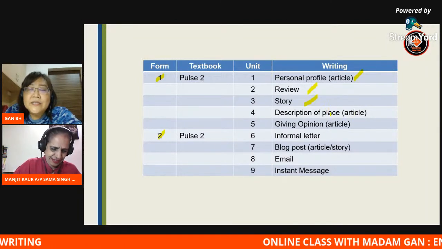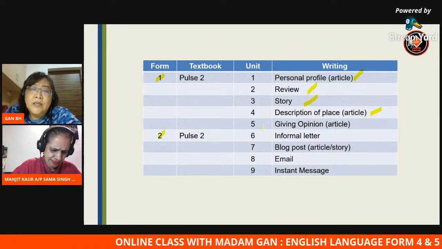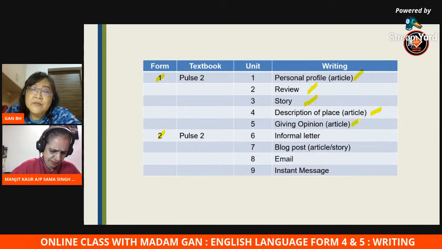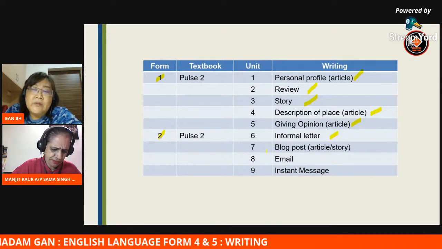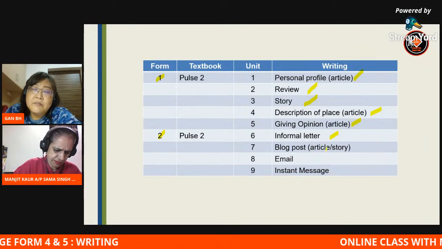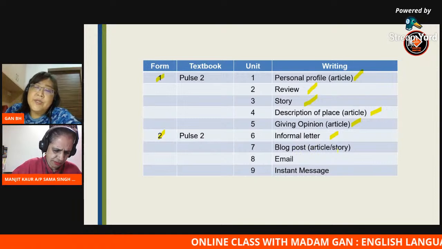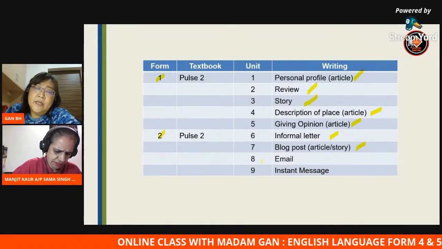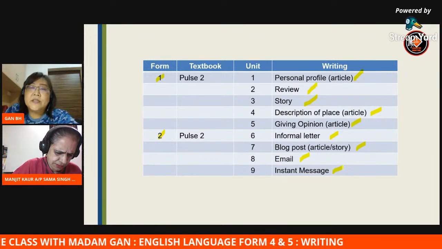For unit 4, there is a description of a place, so this is an article. And then for unit 5, you have giving opinion, also an article. Then you have unit 6, informal letter. Then you have unit 7, a blog post. This is also like an article, partially article and also story, because you can write a story in your blog. And then unit 8, you have email, and unit 9, you have instant message.